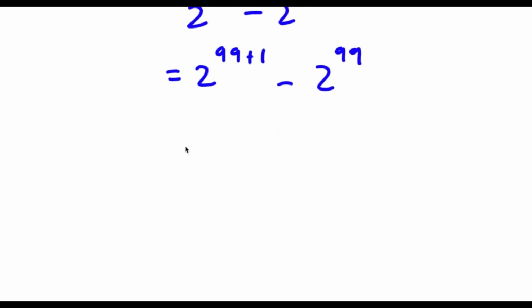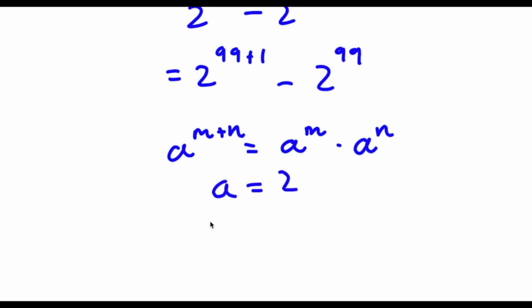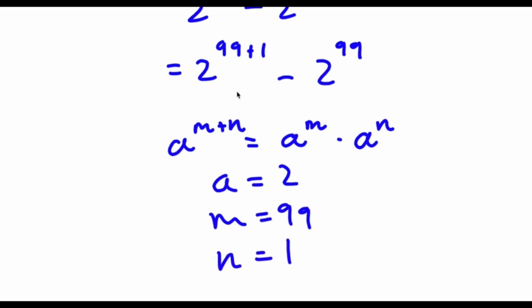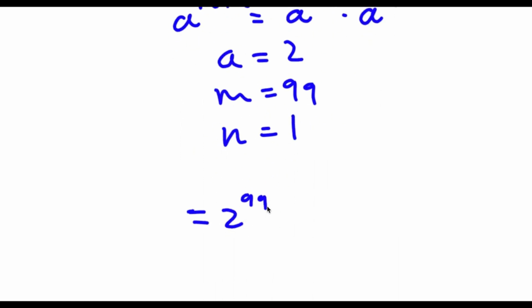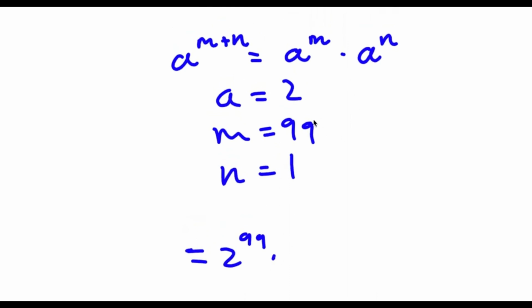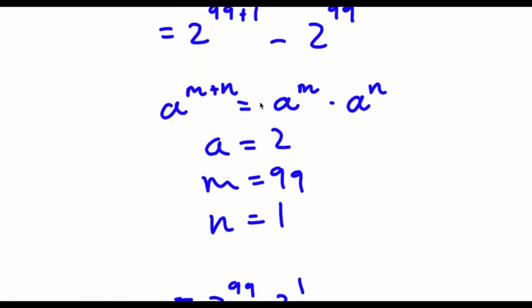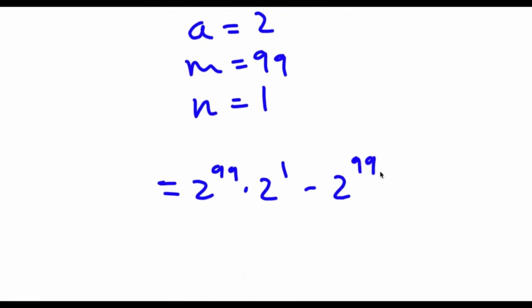Now, an important property of exponents is that if I have something in the form a to the power of m plus n, this is equal to a to the power of m times a to the power of n. So in this case, I have 2 to the power of 99 plus 1, and I can think of a here as 2, m here as 99, and n here as 1. So this will get me to a to the power of m, so 2 to the power of 99 times a to the power of n. So times 2 to the power of 1. And I have this minus 2 to the power of 99.